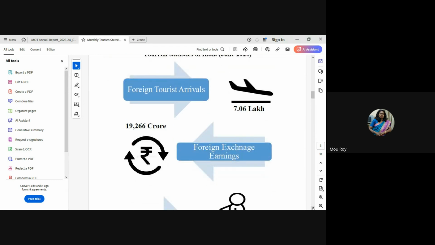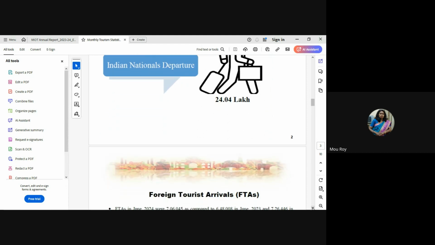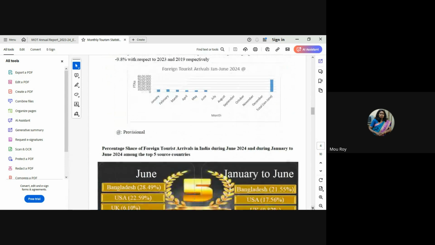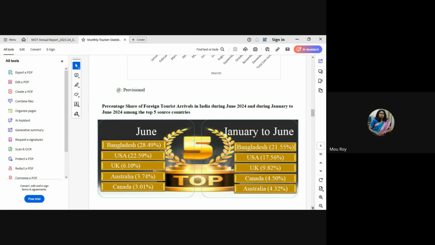Then how much earnings were there? We have 19,266 crores. Then Indian nationals departure 24.0. I'm talking about it for the month of June. So here we have all the data and statistics from the Department of Tourism. You can easily find it.